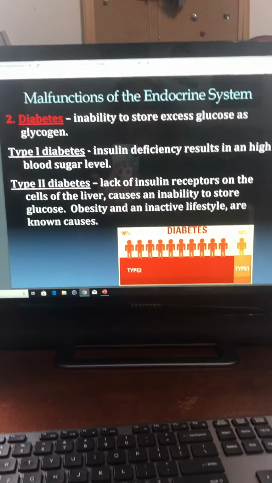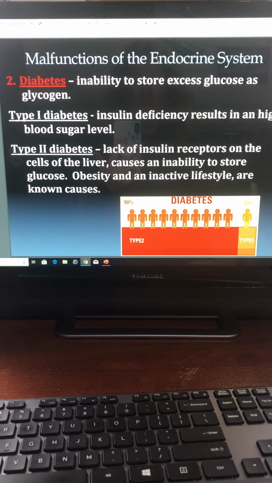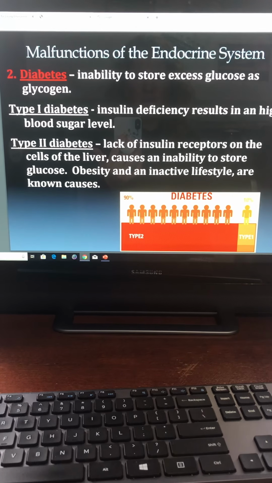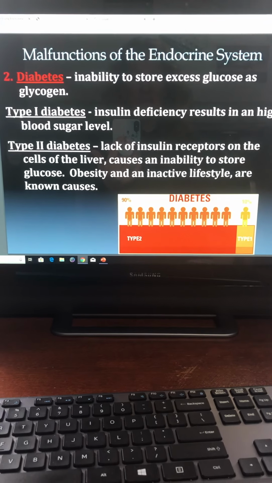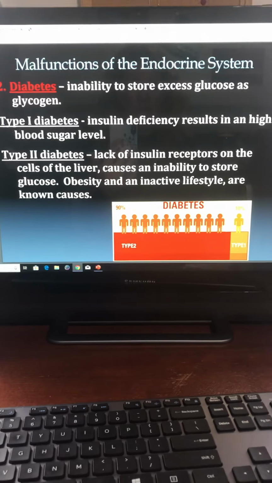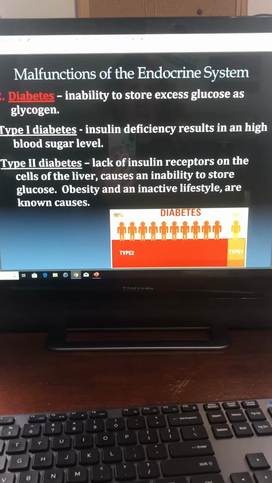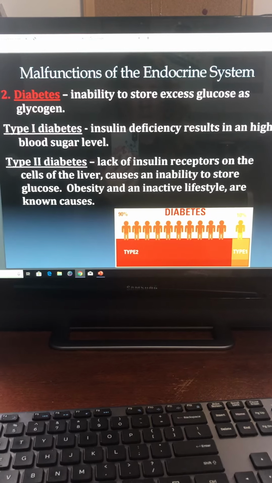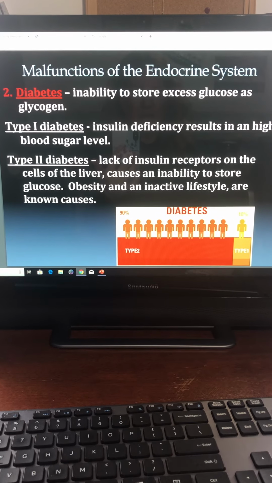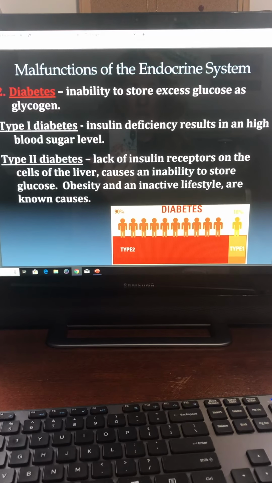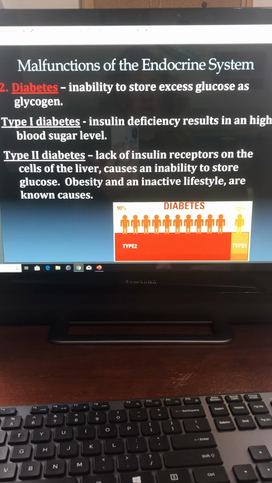Okay, and then diabetes, this is the last slide I wanted to show. Again, you can look at any of the other slides on your own and read through them, but we're just going to focus on the pancreas. Diabetes then is the inability to store excess glucose as glycogen. There's type 1 diabetes, and this is insulin deficiency, and it results in a high blood sugar level. And then there's type 2 diabetes. This is lack of insulin receptors on the cells of the liver, causes inability to store glucose. Obesity and inactive lifestyle are known causes.